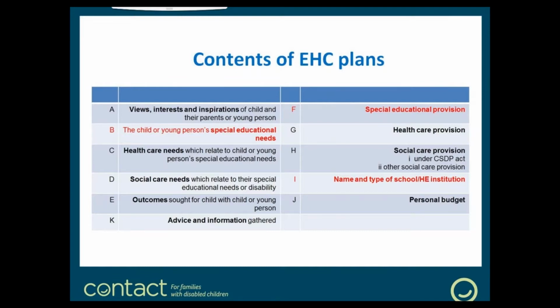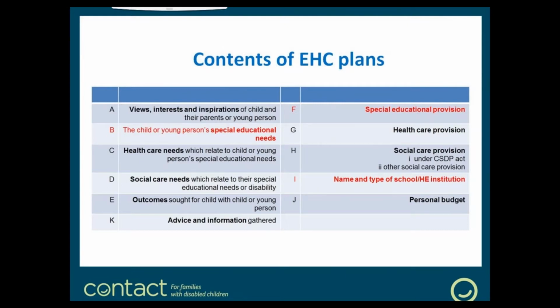Section B is the description of your child's special educational needs. So this is the section where it really needs to go into much more detail about the things that your young person finds difficult, the things they can't do or they struggle with. That section can sometimes feel a bit negative, but unless it describes the difficulties your child has, they're not going to get the support and the provision in school that they need.